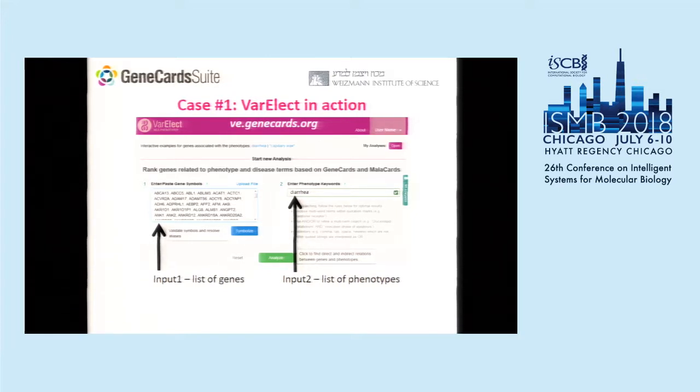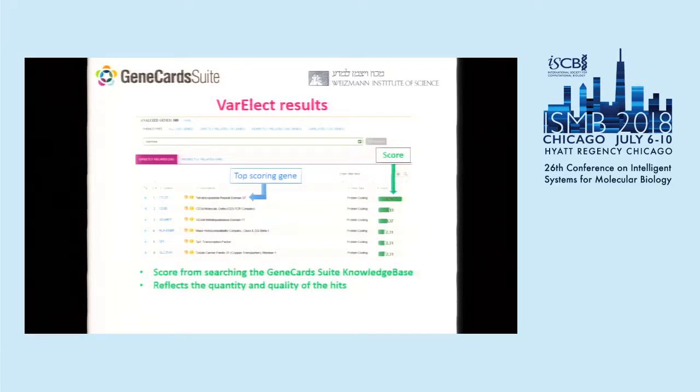And this is just a quick look at VarElect in action. This is the screen where you have an input set of genes. This is our sample. If you go into varelect.genecards.org, you will be able to see this as an example. If you just click on it, you get a list of genes. This is actually a true case of a certain kind of diarrhea in infancy where the babies were not getting well. And by using VarElect and getting a scored and ranked set of genes, based on the information in the knowledge base, we were able to find a top-ranking gene.